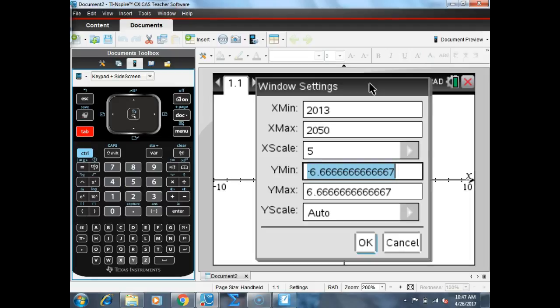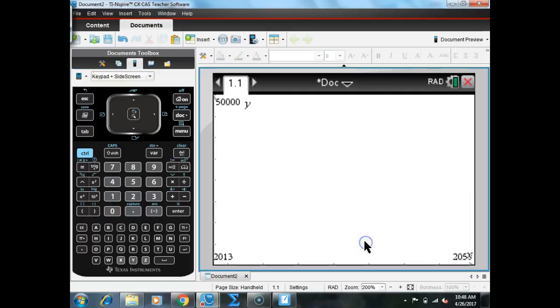Y's then. 40,000 or 10,000. 50,000. Let's go by 5,000. Oops. Too many. So there's my function. Not my function groups. What's wrong with it? I should see it, right? What's wrong? What years are we actually searching here?